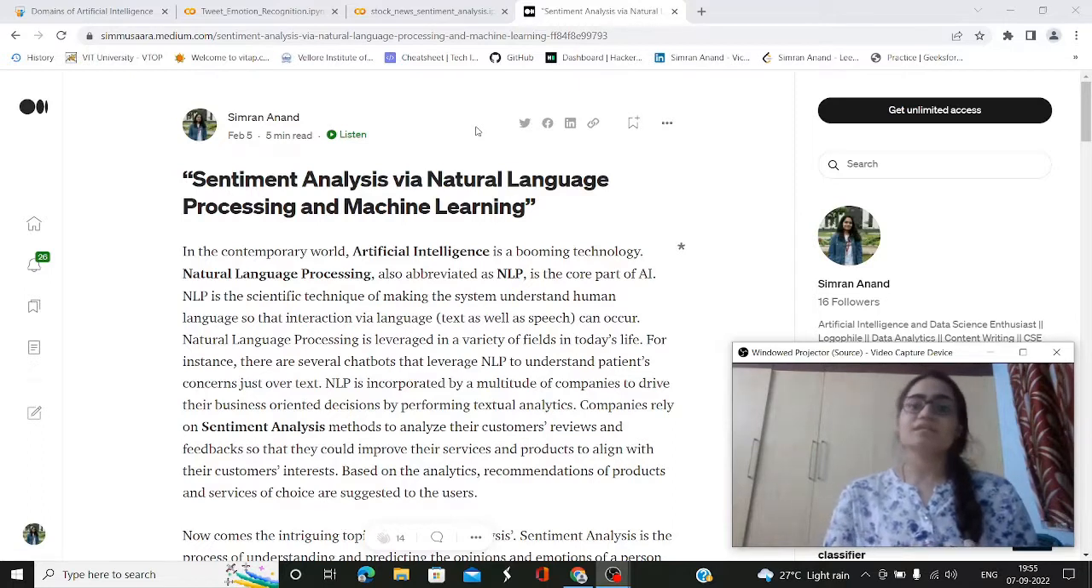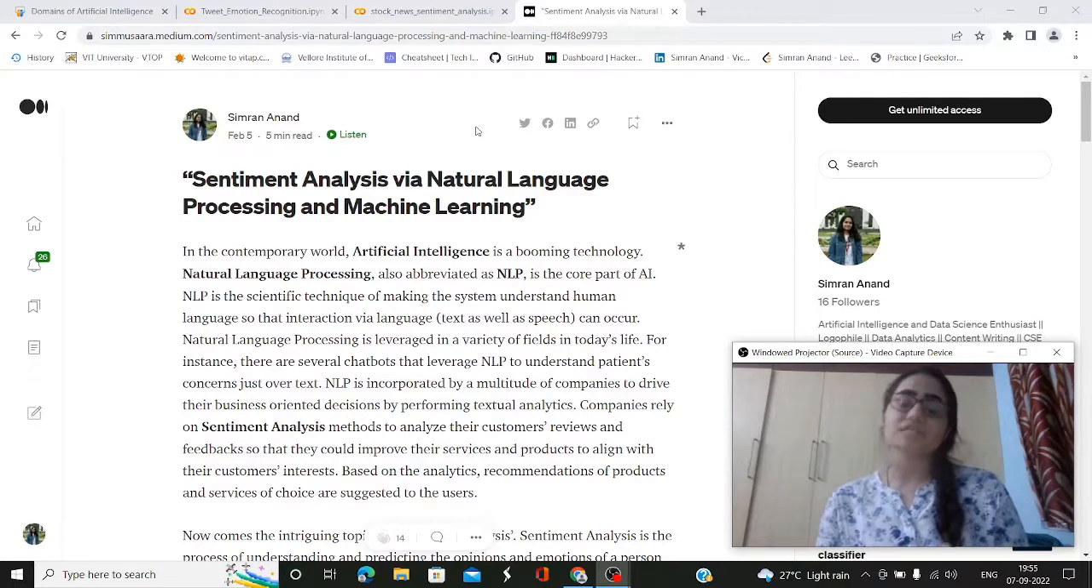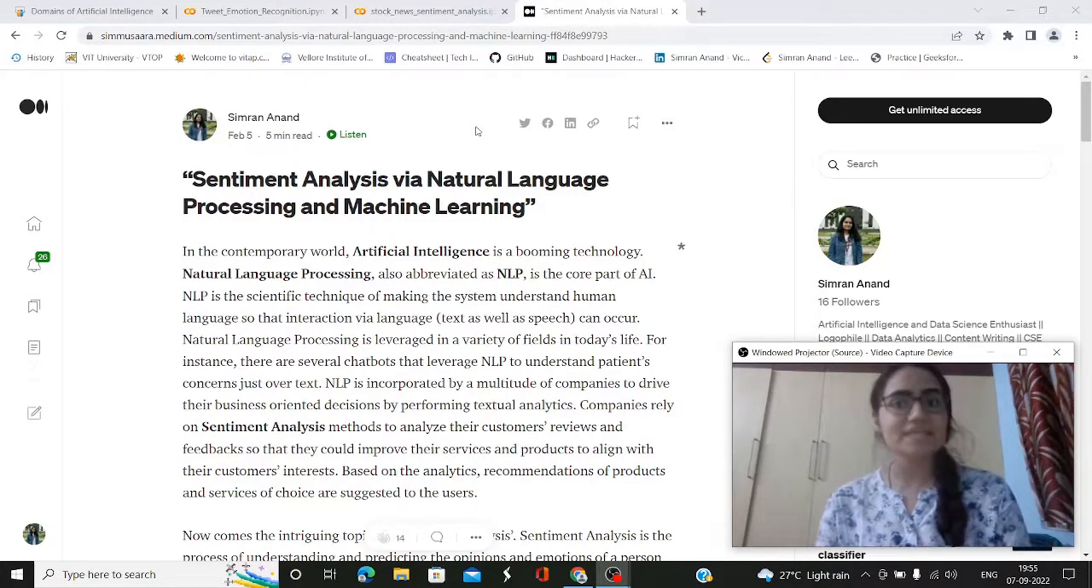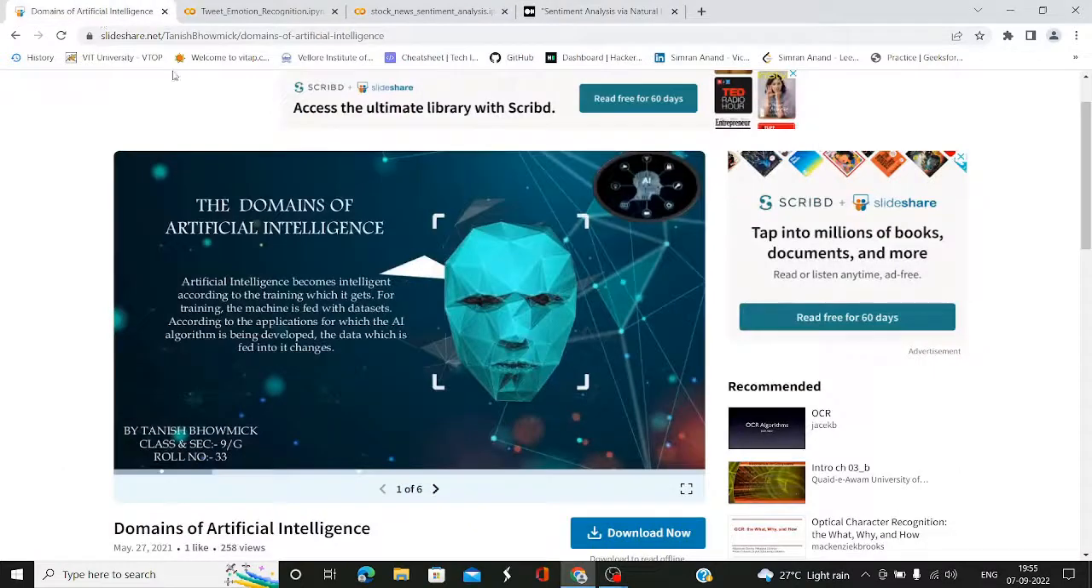In the same way, the science of helping the machine, or the machine learning model, to think and act like a human being, giving it cognitive abilities like a human being, is called artificial intelligence. There are various domains of artificial intelligence. I would explain it with the help of a PowerPoint presentation which I have.